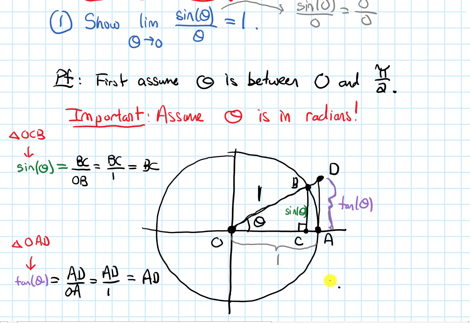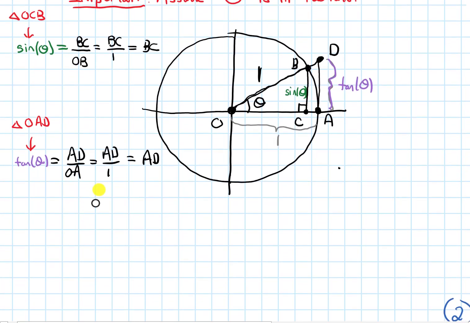So what I'm going to do is I'm going to compute the areas of some of the shapes in this picture. So some of the triangles, and then a sector of this circle, and I'll relate those areas to each other using inequalities. And it'll turn out that one of those areas will really closely resemble sine of theta over theta. Okay, so before I can do that, I need to state a key fact about the area of a sector. This is going to be some geometry review.